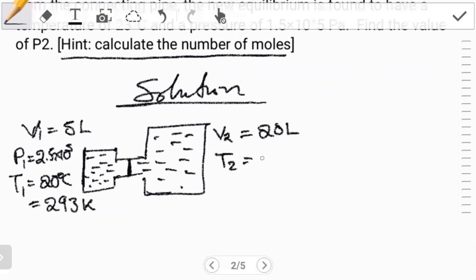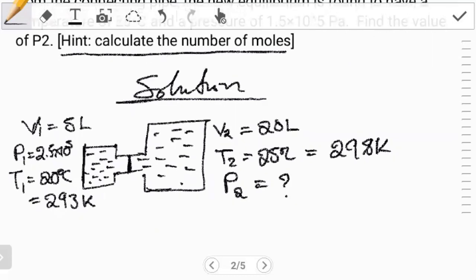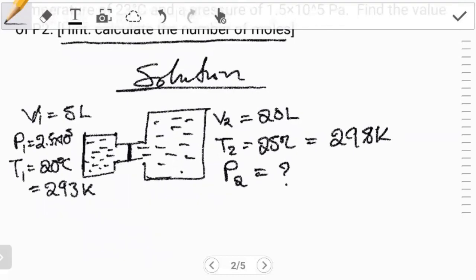And then this is 25 degrees Celsius. So of course, in kelvins, this will be 298 kelvins. And then next up, basically this is all that we're given. And then the question is asking us to find the pressure this side, P2. Now, what is happening is initially this stopper is closed. We're told we can neglect the volume of the connecting tube here. So we're only dealing with the volume this side and the volume this side.